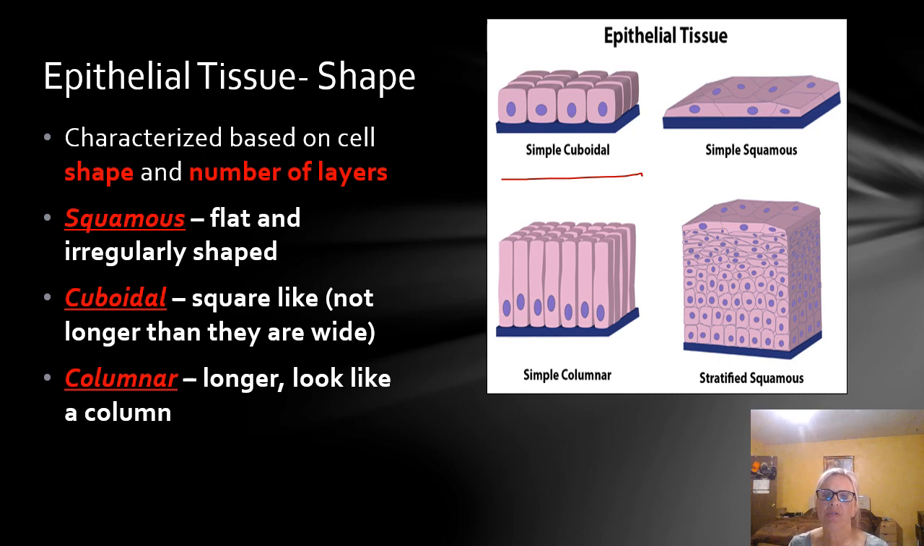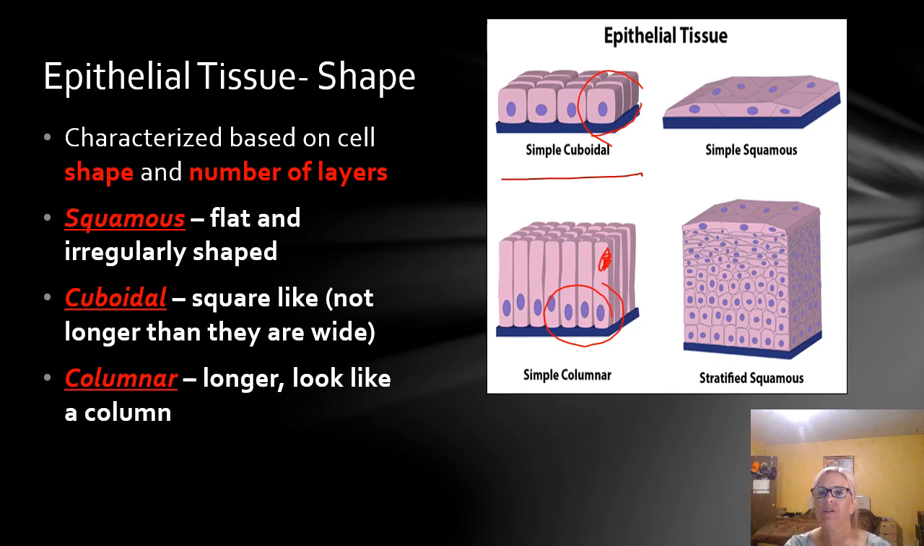If you see the difference here, what you're looking for is in the simple cuboidal here, the nucleus is in the center of the cell. But on the simple columnar, these are not in the center of the cell. Now they might be up here at the top, instead of at the bottom, but they are definitely not in the center of the cell. And so if you're not sure if it is cuboidal or columnar, then look at the nucleus. Where is the nucleus? Is it in the center of the cell?